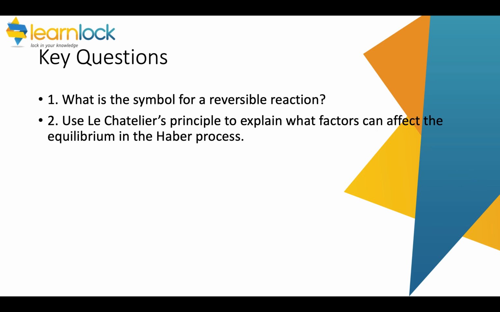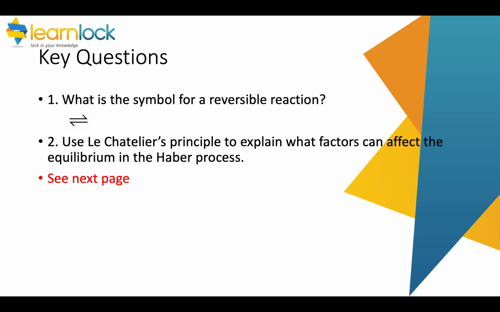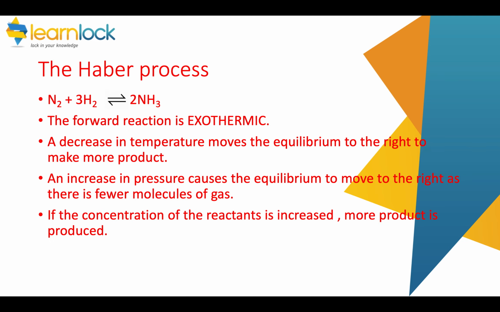Pause the tutorial and try and answer these questions now. The symbol for a reversible reaction is shown here. Using Le Chatelier's principle, explain what factors can affect the equilibrium in the Haber process. Going back to this example here, where you would decrease the temperature, increase the pressure, and increase the concentration.